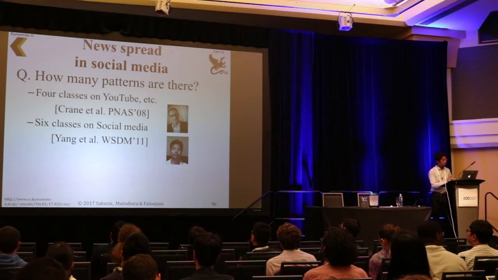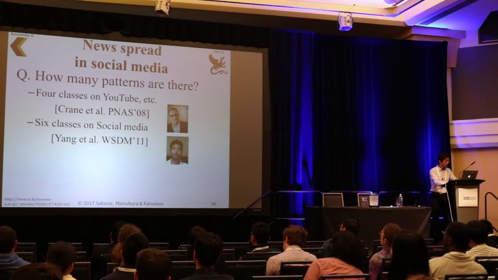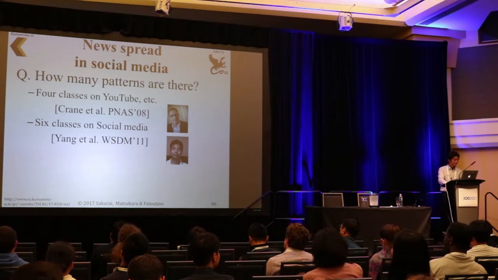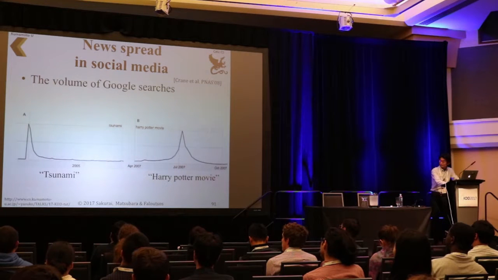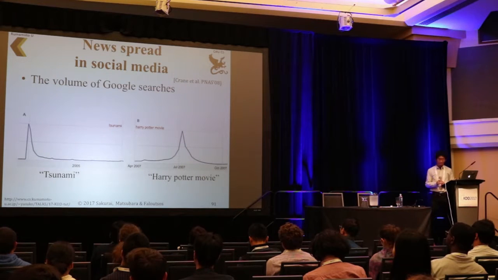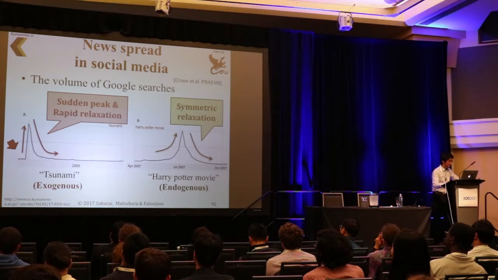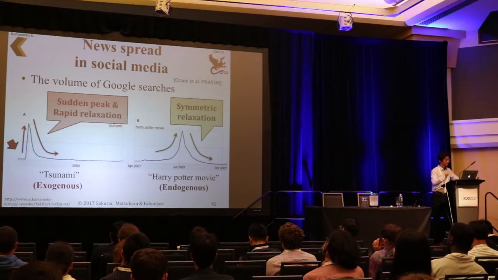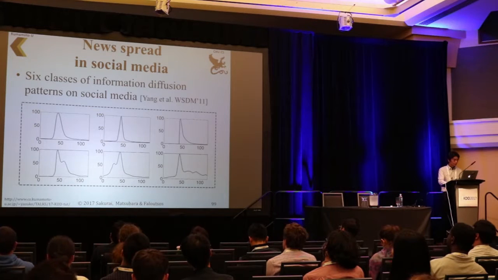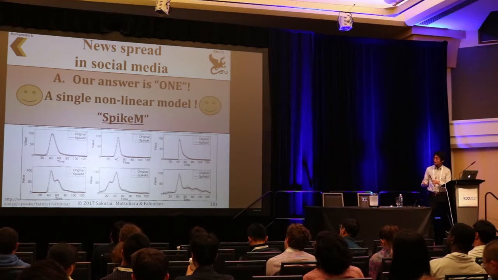The question is, how many patterns of news spread in social media are there? Crane et al. say there are 4 classes, or Yang et al. say there are 6 classes. If we focus on 2 patterns, they look different at first. For example, Tsunami has a sudden peak and rapid relaxation, and the Harry Potter movie has symmetric relaxation. They look different, but we can fit all of them with only a single model.